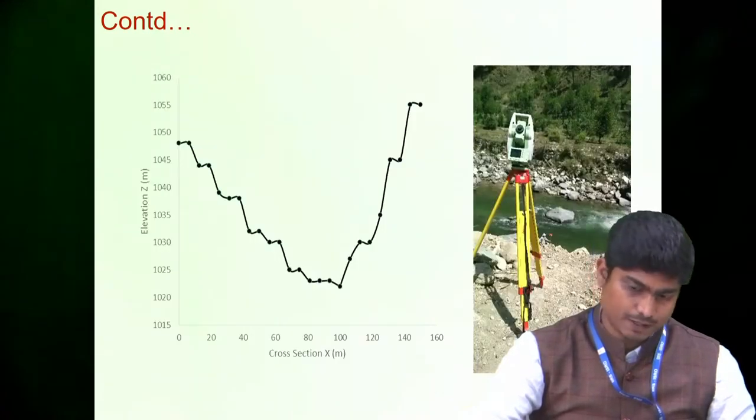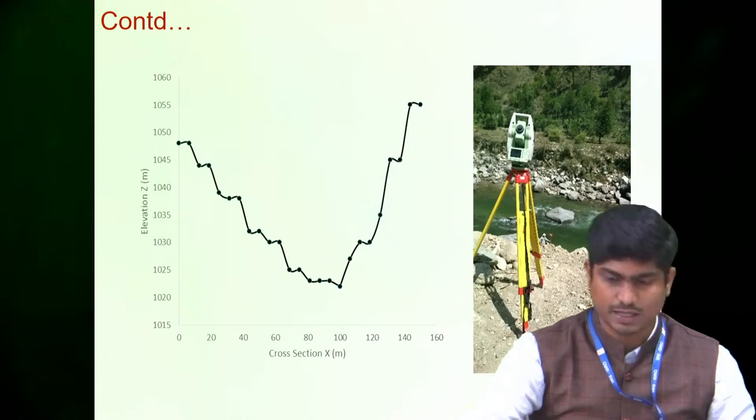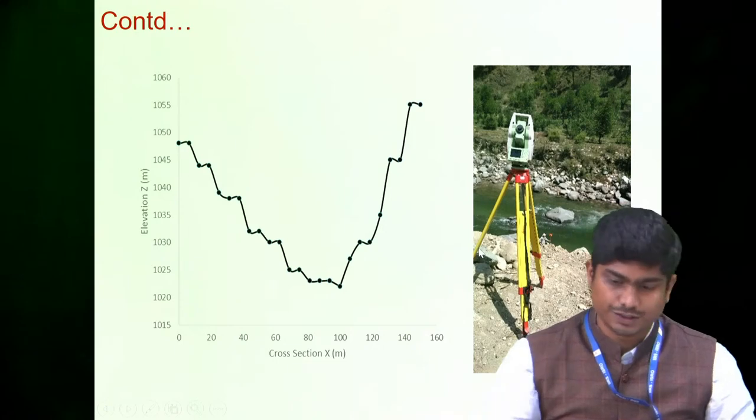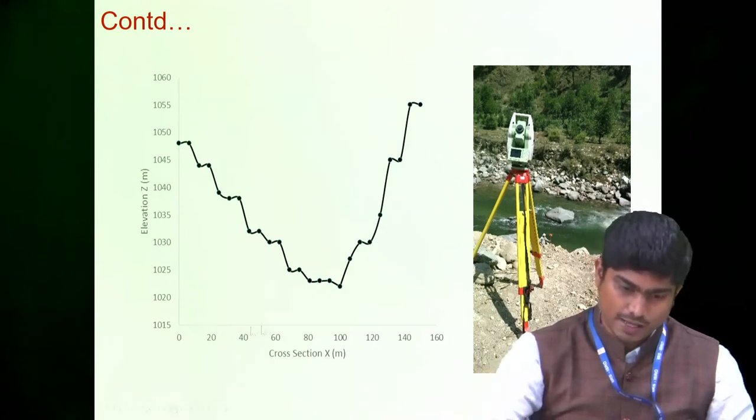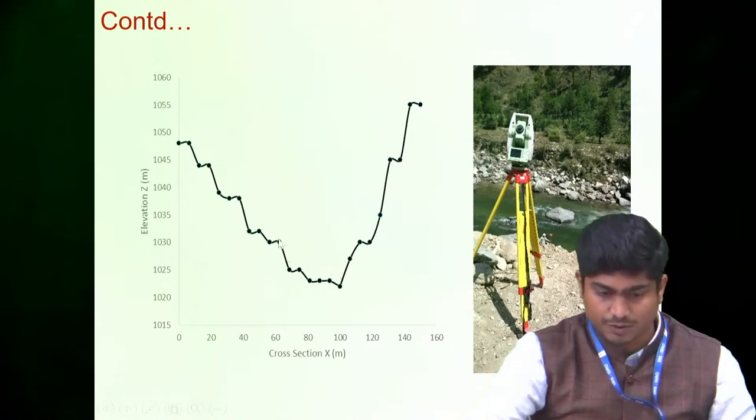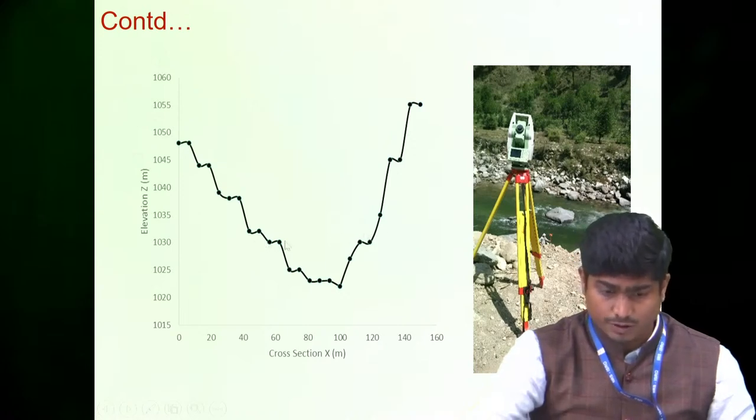So now this is a typical cross section that I'm showing you here. This is the cross section that we generated using the total station and the DGPS. Here you can see exactly what the bathymetry may look like. But if you are using a DEM, maybe you will get a straight line somewhere here, so the corresponding drop, or the corresponding depth, will not be considered in the DEM.